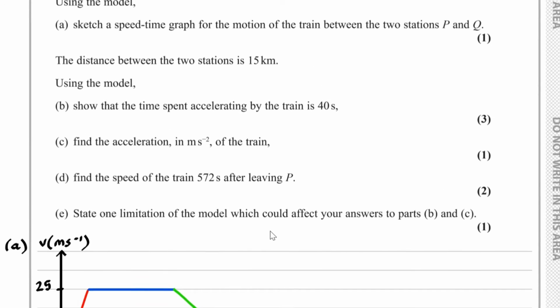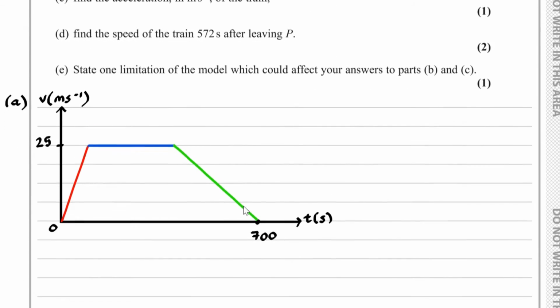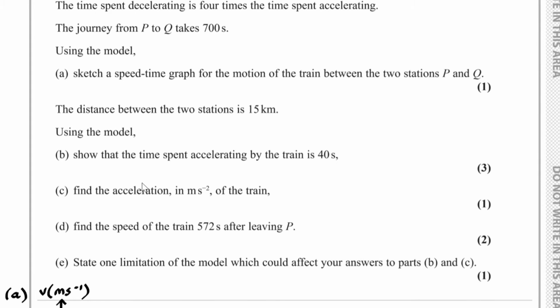Now, what we need to do is, now that we've sketched the speed time graph for part B, we are given that the distance between the two stations is 15 kilometers, and using the model, we have to show that the time spent accelerating by the train is 40 seconds.